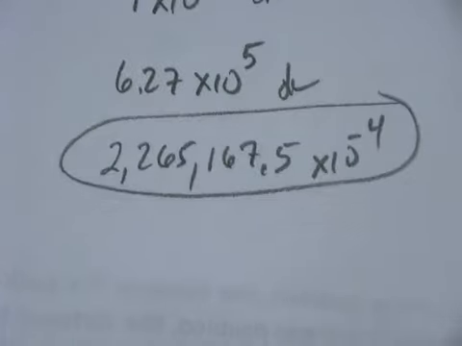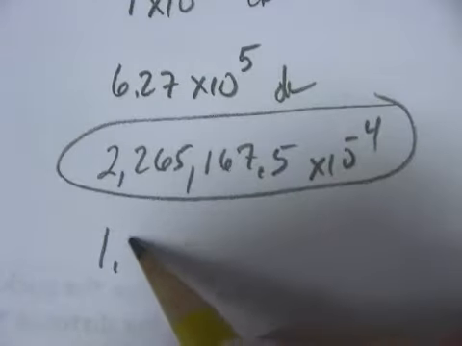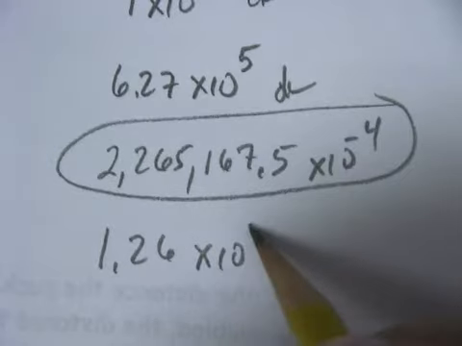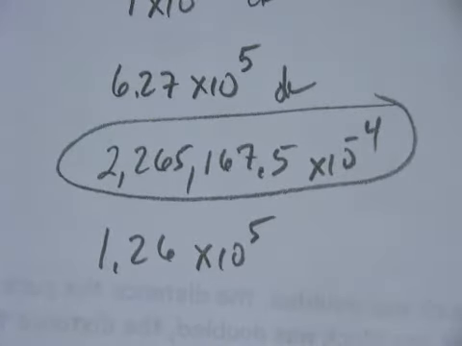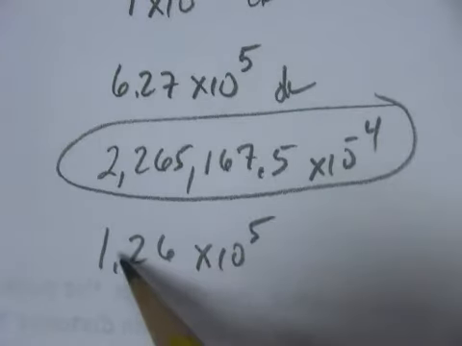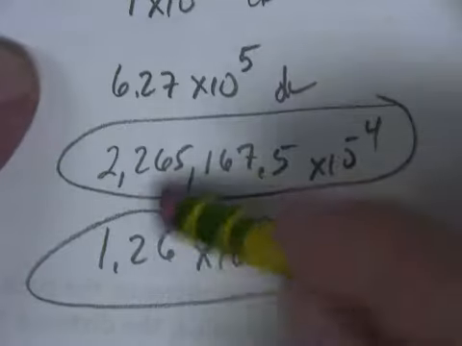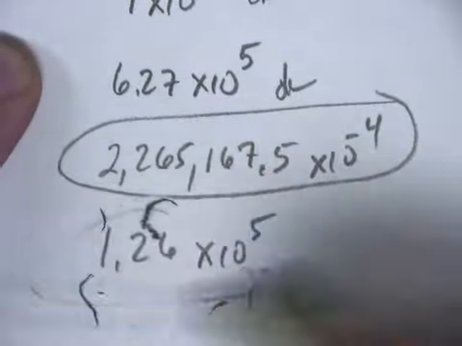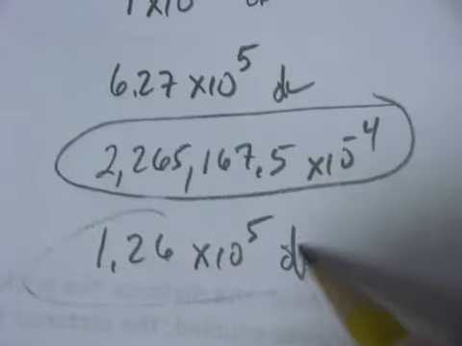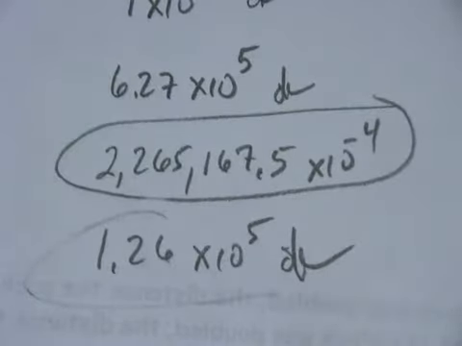Let me throw one more at you while I'm thinking about it. How about 1.26 times 10 to the fifth? Is that one improper scientific notation? And the answer is yes. It is, because this number here is less than 10 and greater than or equal to 1. So this number is still bigger than 1, and so this one is proper scientific notation, so that's all good.